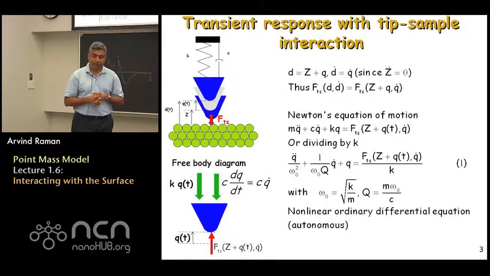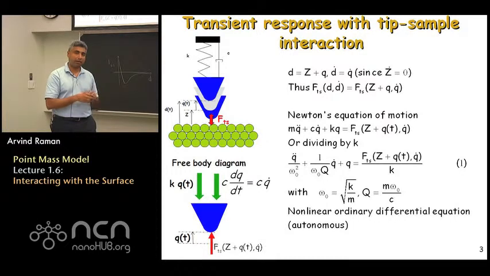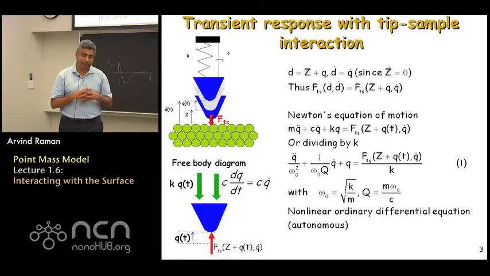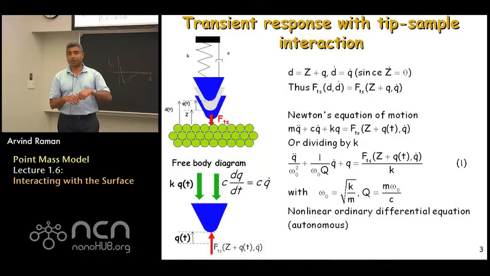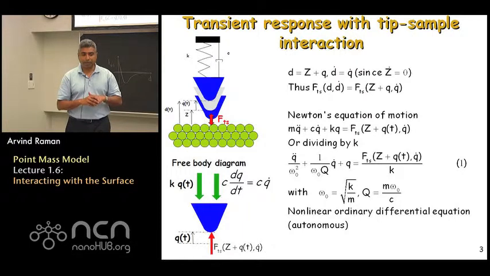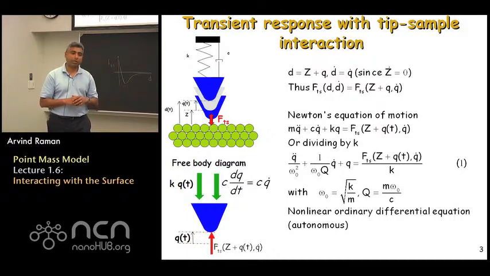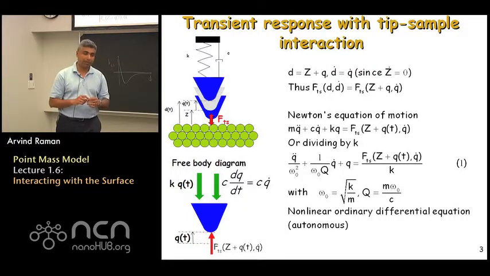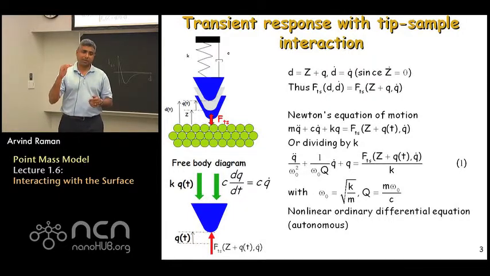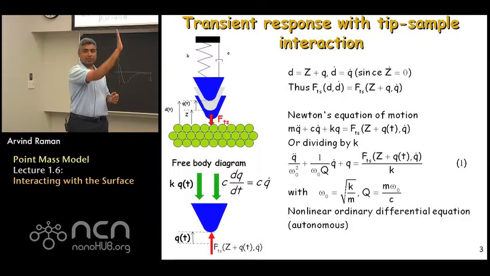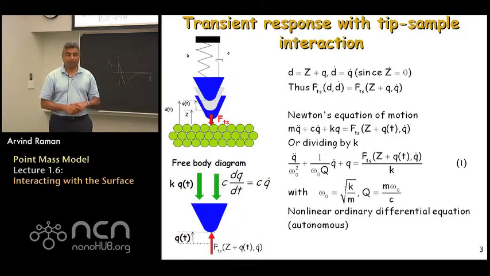If we go ahead and do a free body diagram for the point mass, as shown in the bottom left, it's easy to derive the equation of motion as shown in equation 1. The difference between this equation of motion and the transient equation of motion that we studied a few lectures ago is that now we have a right-hand side, which is the tip-sample interaction force, which depends on tip displacement Q in a nonlinear fashion. As we have discussed, the interaction force is not going to be a linear, straight function of Q, but rather it can change its slopes and bend and twist in interesting nonlinear ways.